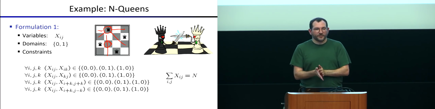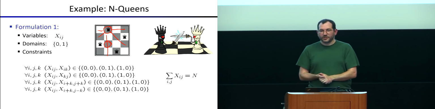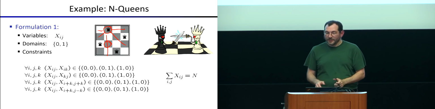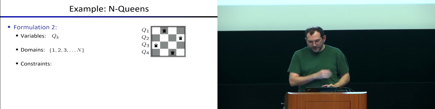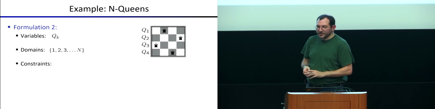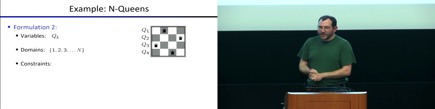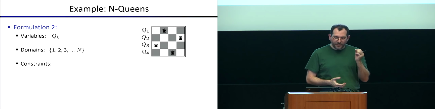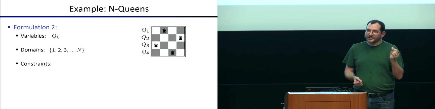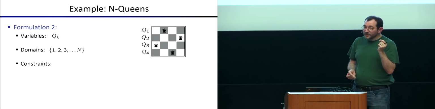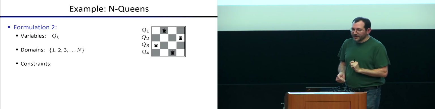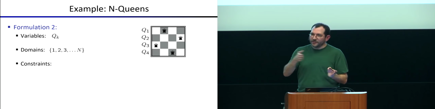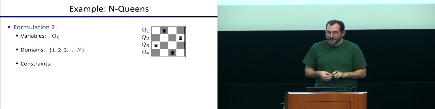We could use the information that we know that there's going to be one queen in each, let's say, row. If we did that, we could say the variables, each row has a Q sub K. And now the domains are different, because now the variables represent, in row 3, where is the queen? We know there has to be one, and so we don't have to worry about that sum to N constraint. And now the domains just say which column is that queen in.